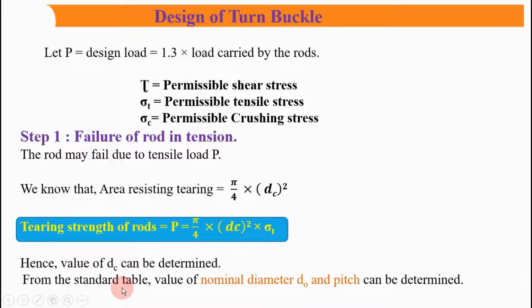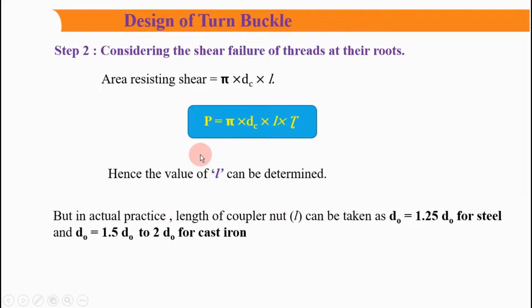But here in this design procedure, you need to know that once you have found the value of DC, then the value of nominal diameter DO and pitch P can be determined easily. Okay, and how that is done we are going to see in the numerical video. So in this step 1 we have calculated the value of DC. Then what is next? Now this is step number 2.